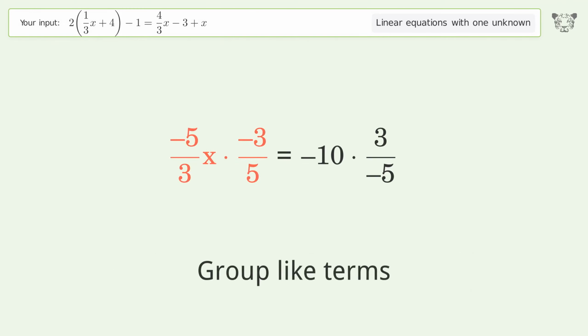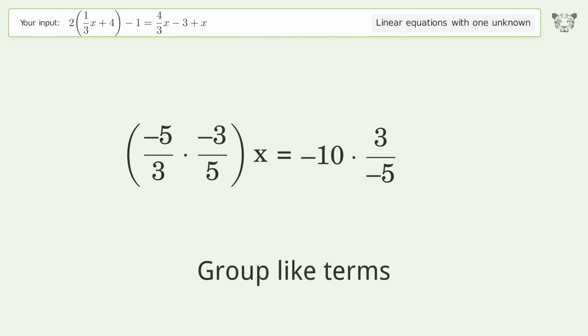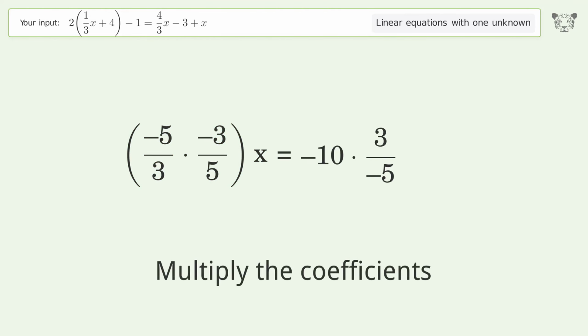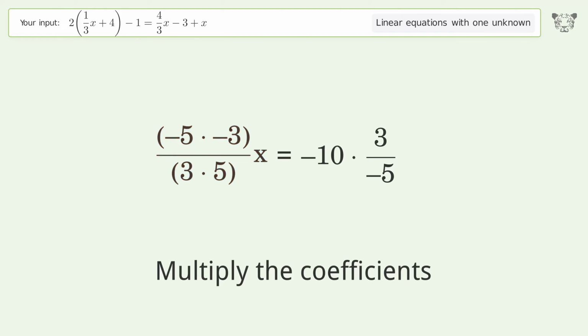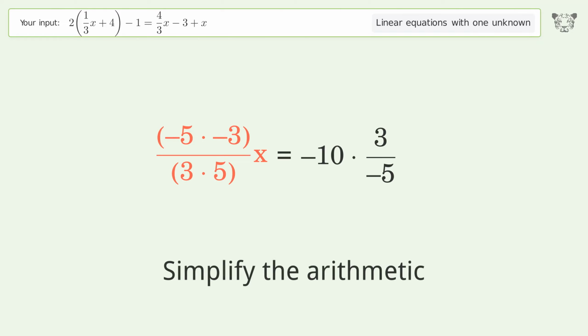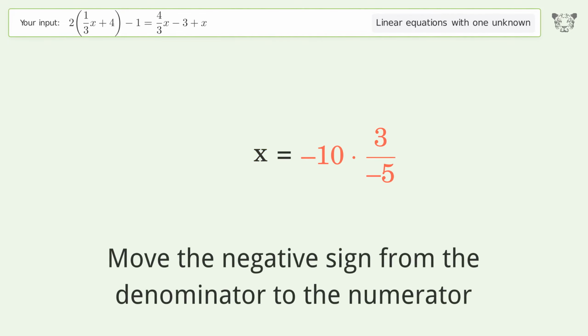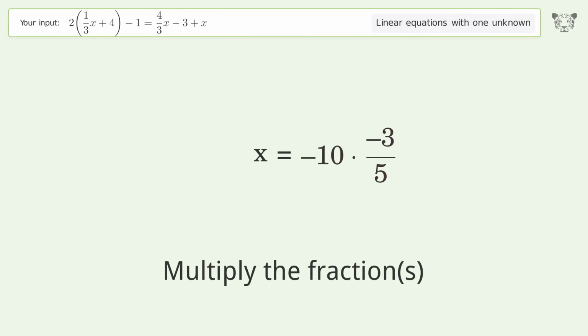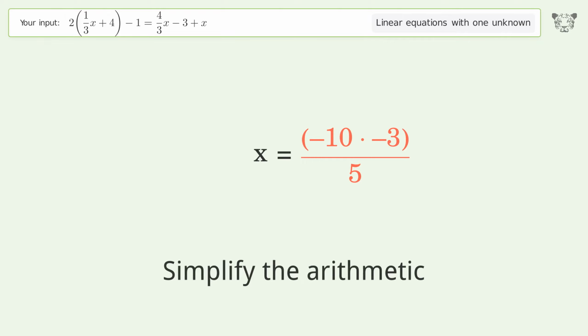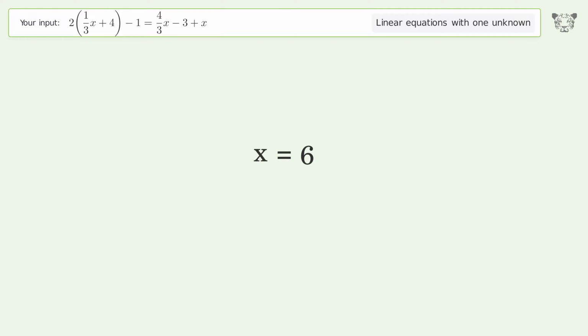Group like terms. Multiply the coefficients. Simplify the arithmetic. Move the negative sign from the denominator to the numerator. Multiply the fractions. Simplify the arithmetic. And so the final result is x equals 6.